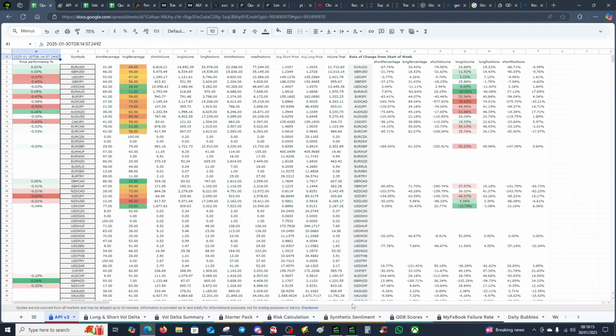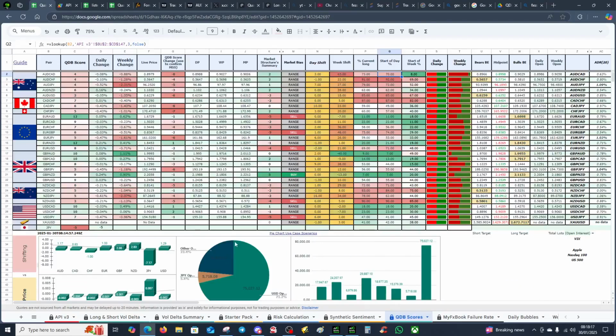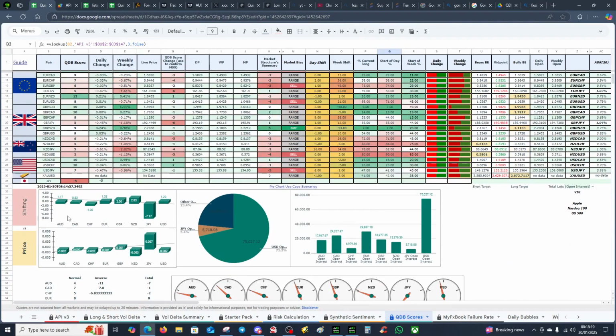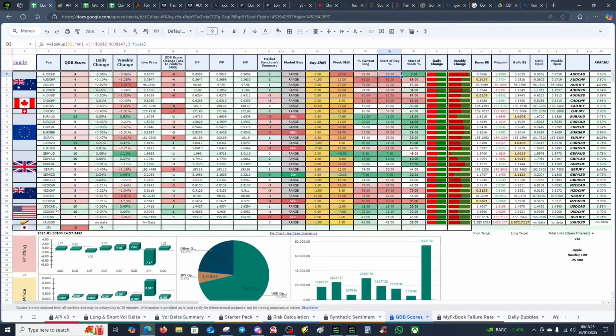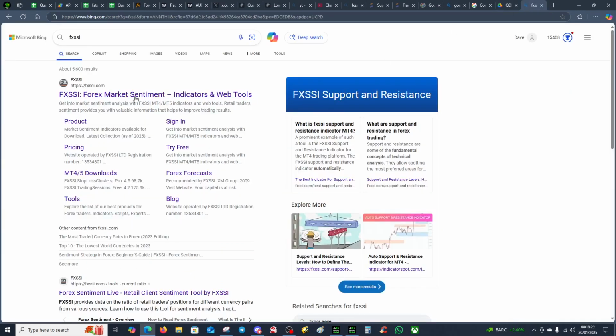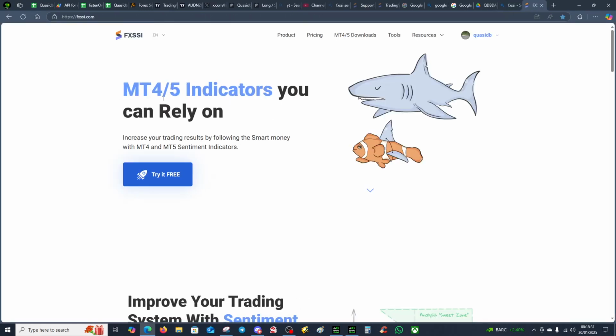But I've just had to go back to the old API, and things are making a lot more sense now. For example, if you come to the QB scores, that's now accurate down here. That was looking at the weekly shifting, and now we're looking at the daily shifting, which is what we should be doing. We should be looking at the daily movement. Okay, so let's look at fxssi.com, and we'll go through these together, and then we can see.